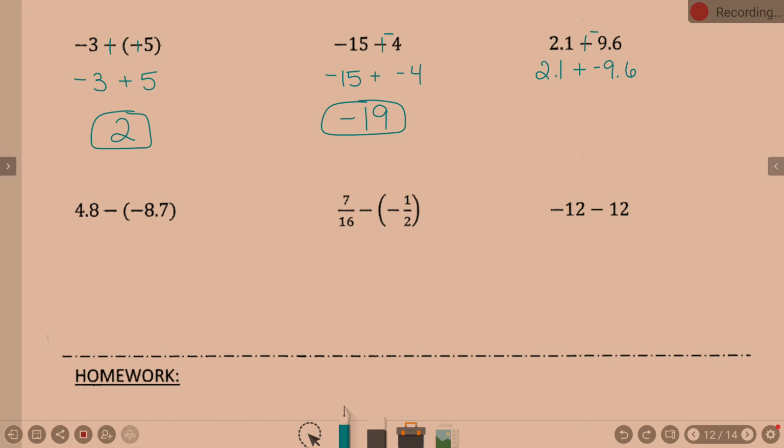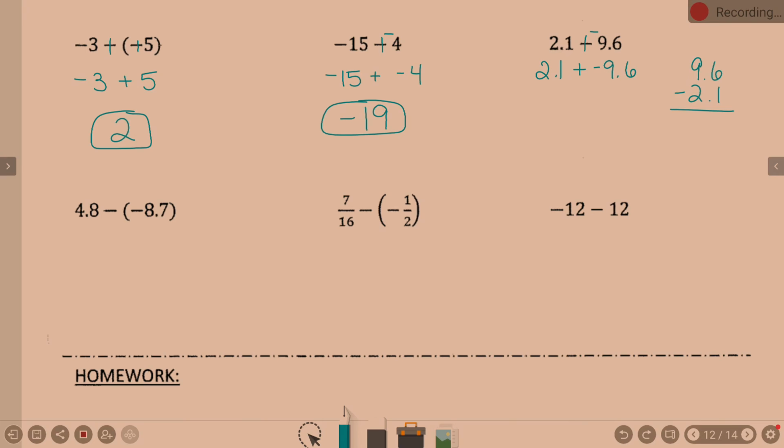Okay. You got 50-50 shot. Do I add or subtract? And if you're not sure, look here. It says positive plus negative. What's it say about positive plus negative? It says we're going to subtract them, doesn't it? So when you go to subtract, always put the bigger number on top. So 9.6 minus 2.1.